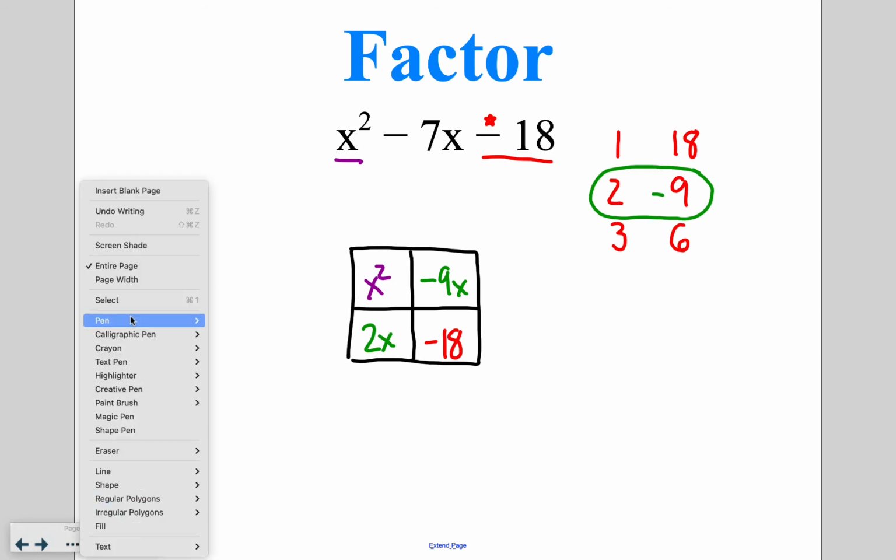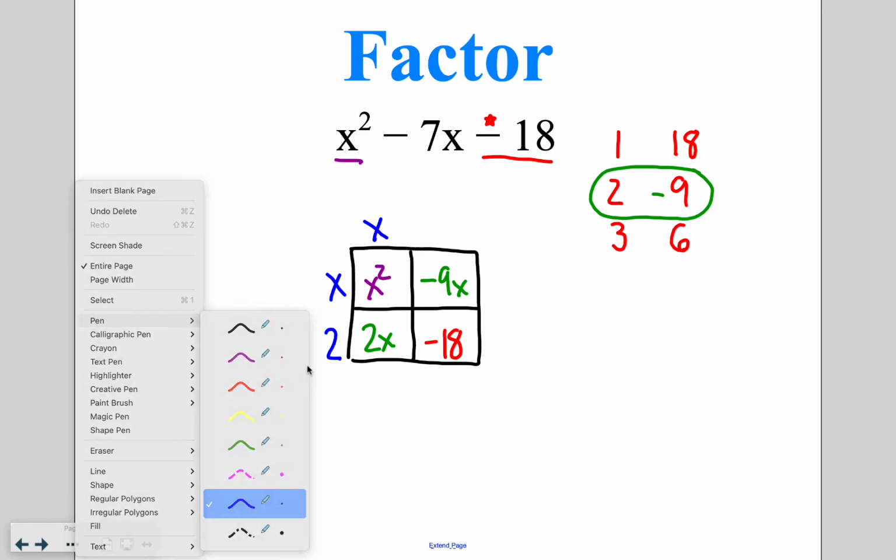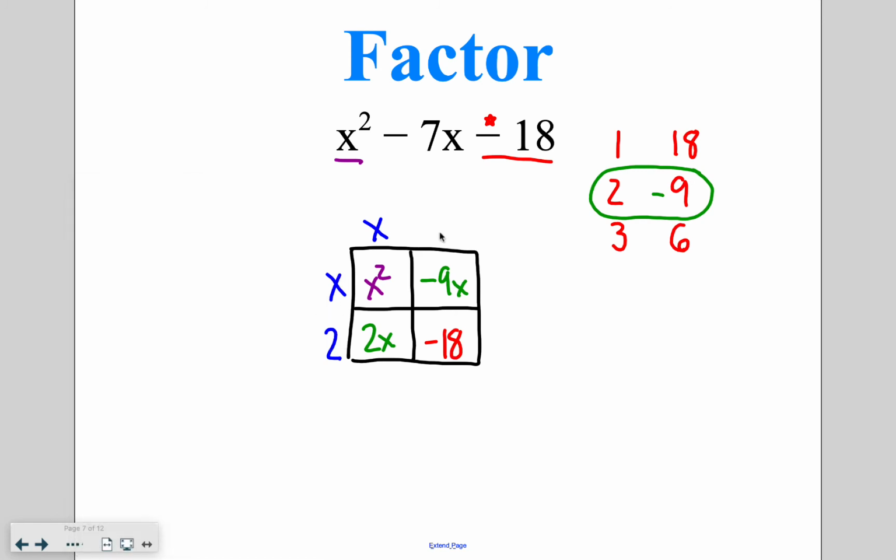Then once again, we can ignore this second half of the box for a minute and look at our GCF of this first part. We can take an x out of both of them, which means I need an additional factor of x to get to x squared and an additional factor of 2 to get to 2x. Then we look across to get from x to negative 9x, and to get from 2 to negative 18, I need to multiply by negative 9. So my two factors are x plus 2 and x minus 9.